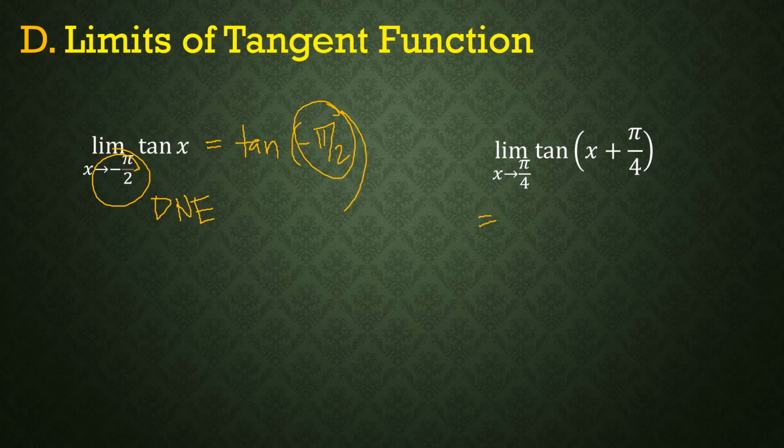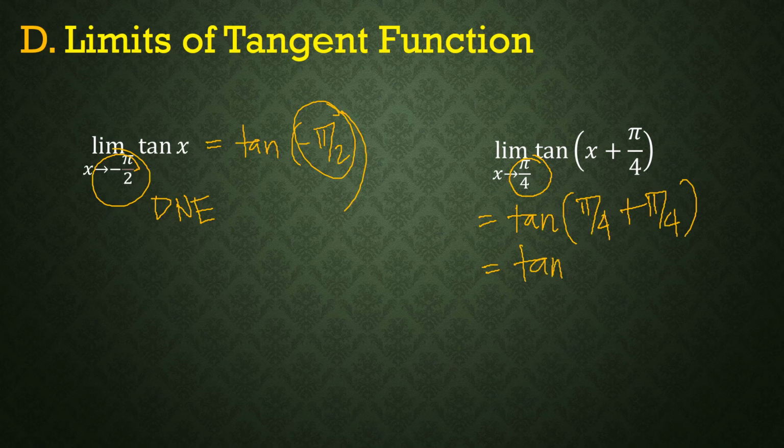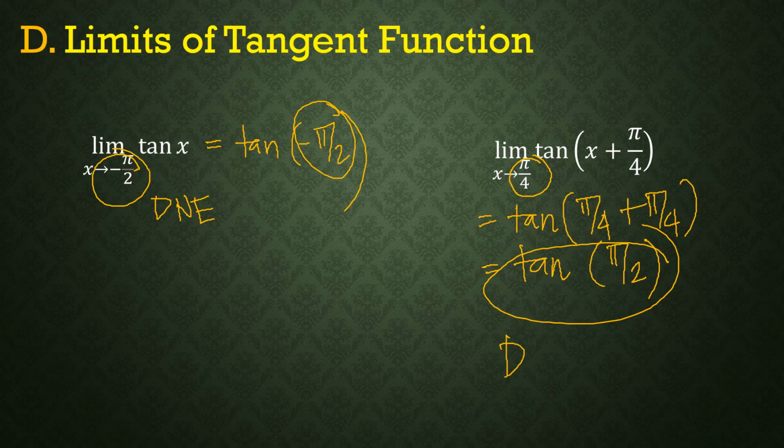Now here, even if you see this one as pi over 4, if you substitute that and observe the final expression, it becomes tangent of pi over 2, because pi over 4 plus pi over 4 is pi over 2, and this should not happen when it comes to evaluation. So the limit does not exist.